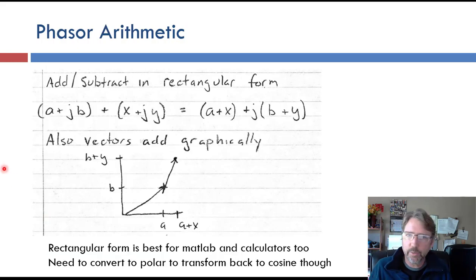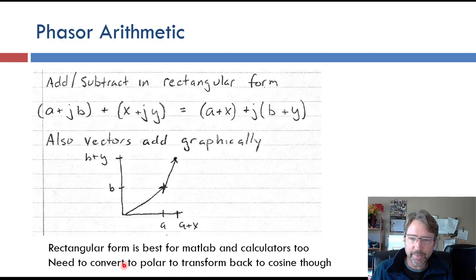Okay, so phasor arithmetic. This was on the previous slide, but this is just the important summary. When we're adding or subtracting phasors, we want to use the rectangular form, by far the easiest, because you have one phasor in rectangular form and another in rectangular form, and you just add the real parts and add the imaginary parts, and you've got a new phasor in rectangular form. They add graphically because they're vectors like this. You can think of adding the x components and the y components to get a total vector. This rectangular form is best for MATLAB and calculators, so generally I would do everything in rectangular form.